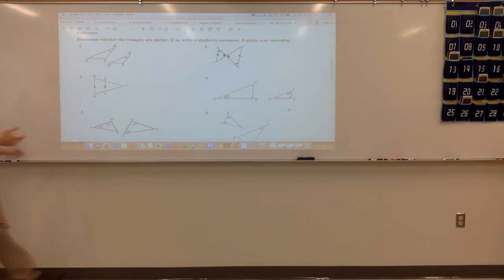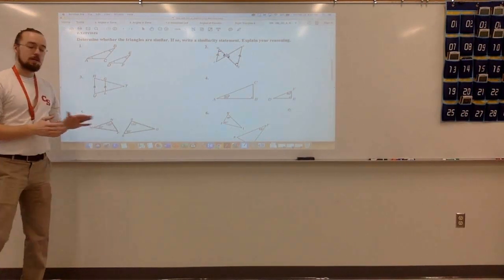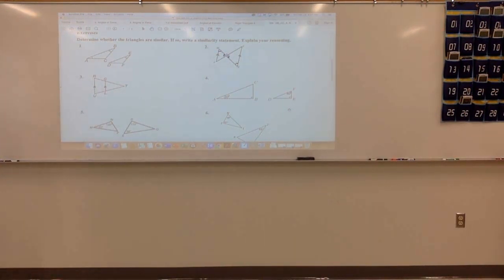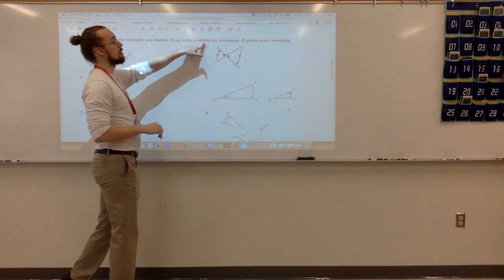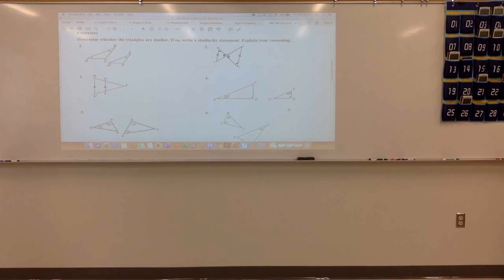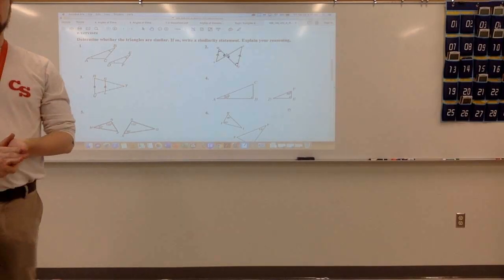All right, then let's take a couple of minutes and try these problems down here, seeing if we can get two pairs of angles congruent, and if we can, writing a similarity statement that matches up corresponding pieces. Let's take 5 or 10 minutes here and try these.